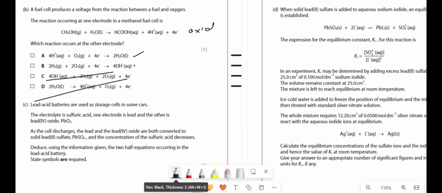So the reason it's not B is because if you were to combine these, you would be saying that CH3OH plus H2O plus the hydrogen plus the oxygen gives you all of this plus an OH, and methanol does not react with hydrogen gas, so that one's out. And there you go.